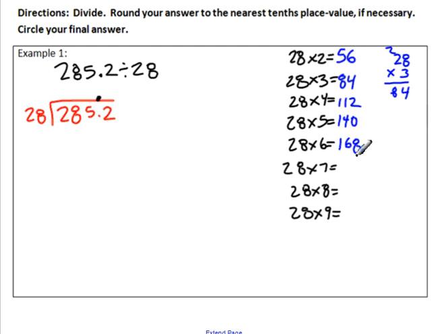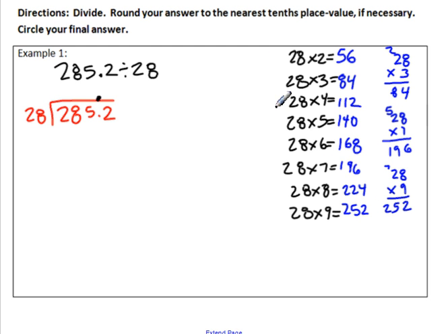So there's all these little shortcuts. 28 times 7, I'm going to do that on the side. 196. For 28 times 8, I'm just going to double what I got up here for 28 times 4. And I get 224. And now to end, 28 times 9. I get 252. So now let's jump over to our problem.